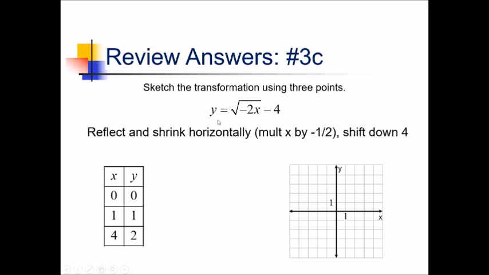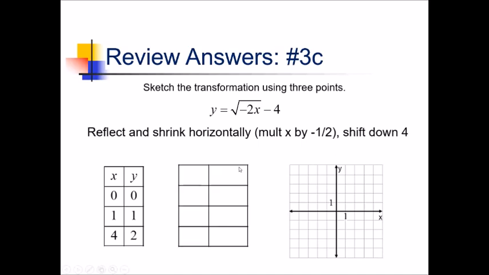So to recap, reflect and shrink horizontally, multiply x by negative 1/2 when all is said and done because of that negative there. And we're going to shift down by 4. Putting all that in a table, my x values, again, getting multiplied by negative 1/2. So negative 1/2 x is what I'm going to write up here just to remind myself what I'm doing to all the old x values. And if I'm shifting down 4, that means my y values have to be subtracted by 4.